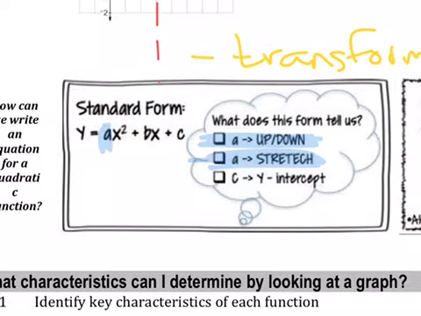Okay, and the C term, that one, is going to indicate where its y-intercept is going to be. Hopefully this is sounding a little bit familiar, very similar to our exponential graphs and the way we would identify characteristics from those graphs by looking at the equation.